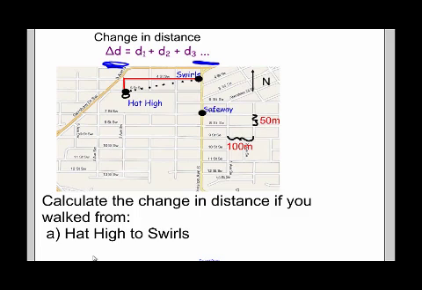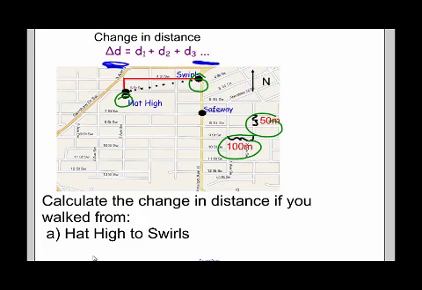So take a look at the question at the bottom here. It says calculate the change in distance if you walked from Hat High to Swirls. So if I'm using my map here, I can circle where Hat High is. I see it's right about there. I can take a look where Swirls is. It's up there. I also see on this map it's telling me that a north-south block is 50 meters, whereas an east-west block is 100. Those two numbers are going to help me with my calculation. If I want to solve this question, the first thing I'm going to do is write down a formula. Whenever we do physics, we always want to work with a 3-step process.